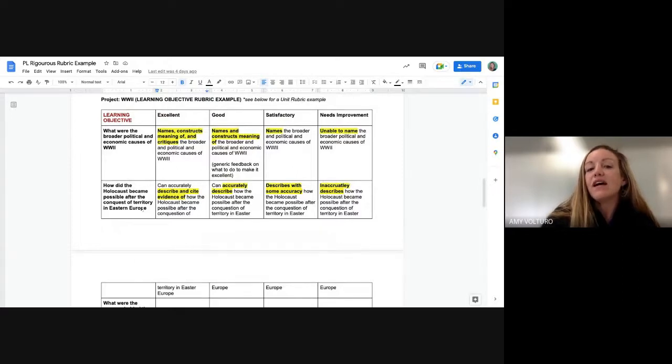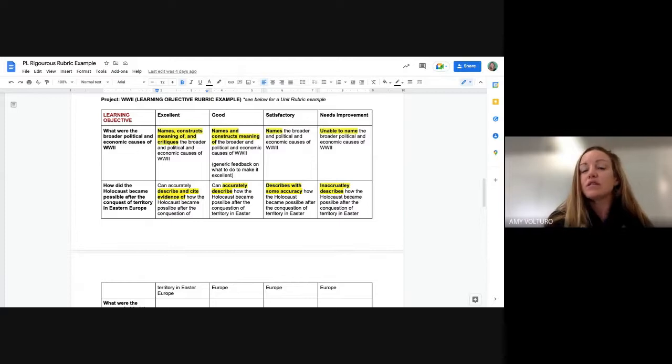And then as far as building this part out, I'm expecting all the students to take a try at it, take a poke at it, but it's about how much they actually know. And so then I can really grade them on this rubric. So for example, for the learning objective, what are the broader political and economic causes of World War II? Now, if they can't name any broader political or economic causes, then that would be need improvement. If they can name some, and I'm going to even get one step deeper here in a second, that would be satisfactory. If they can name and construct meaning of.